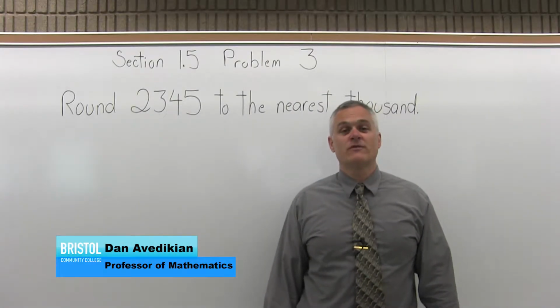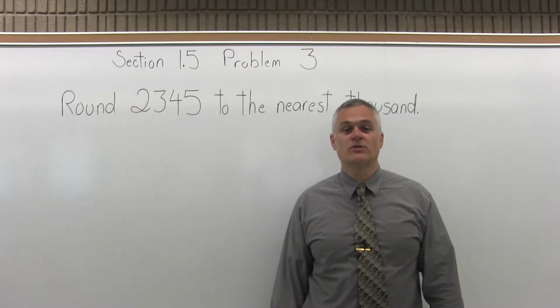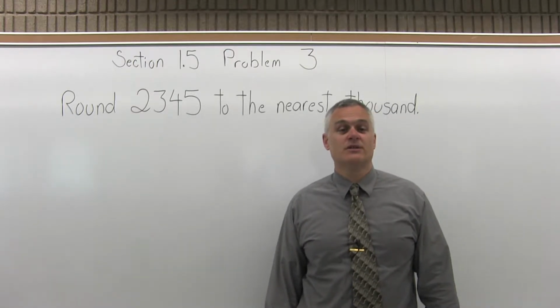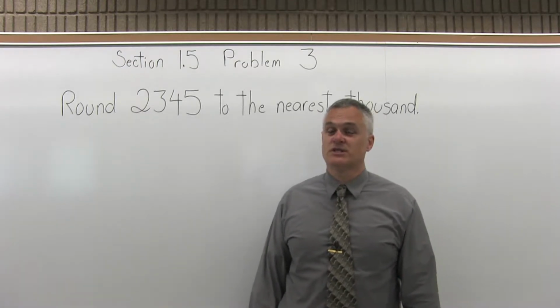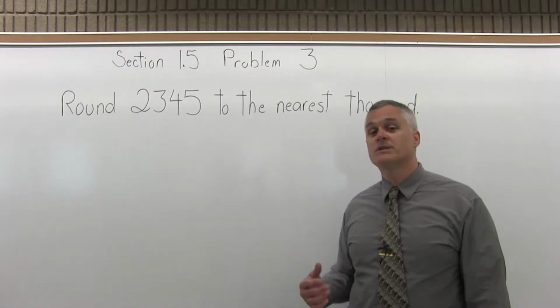This is Section 1.5, Problem 3. It says round 2,345 to the nearest thousand. So first we have to identify the position that the digit is in that needs to be rounded, and then look one position to the right.